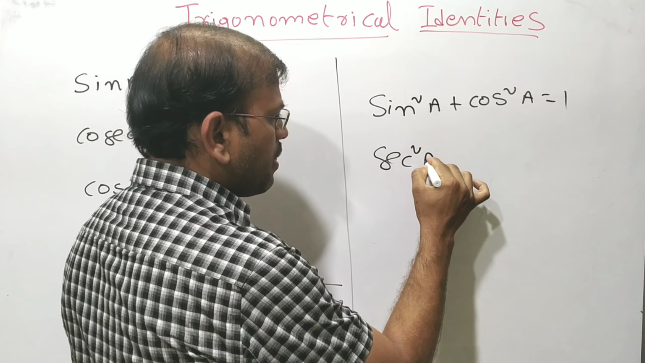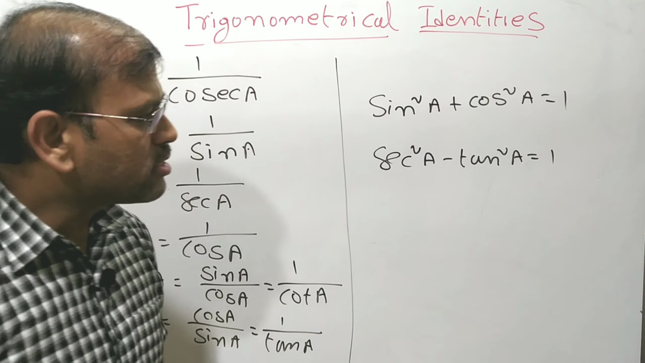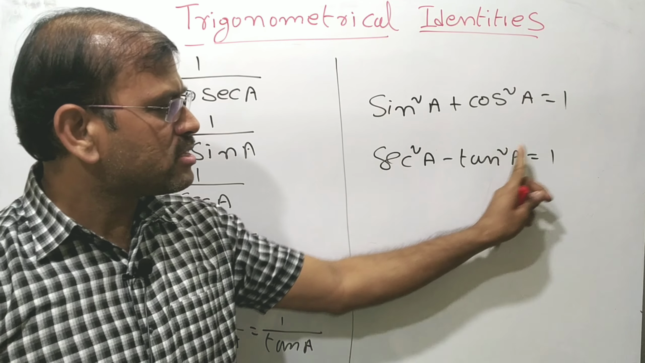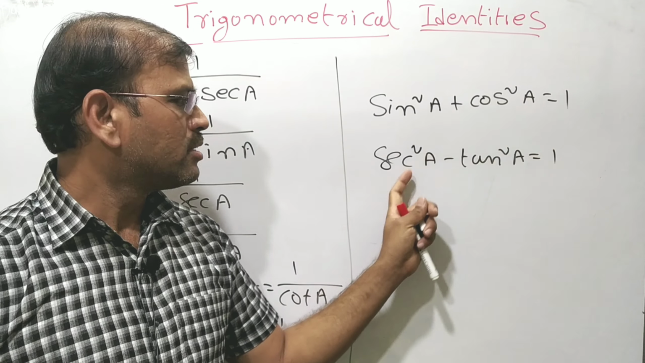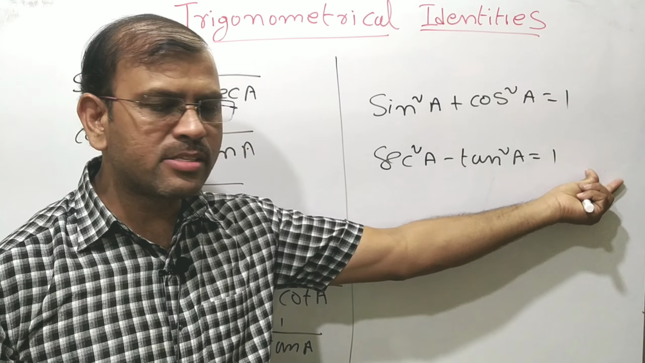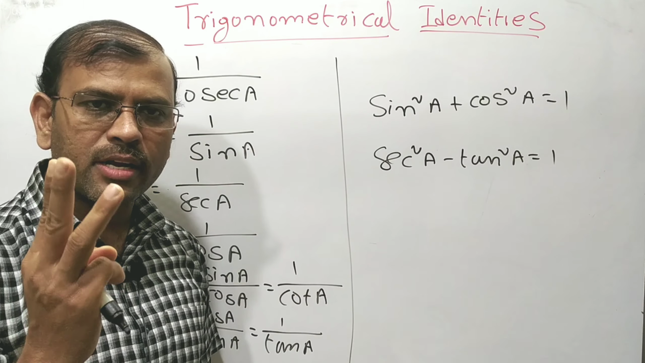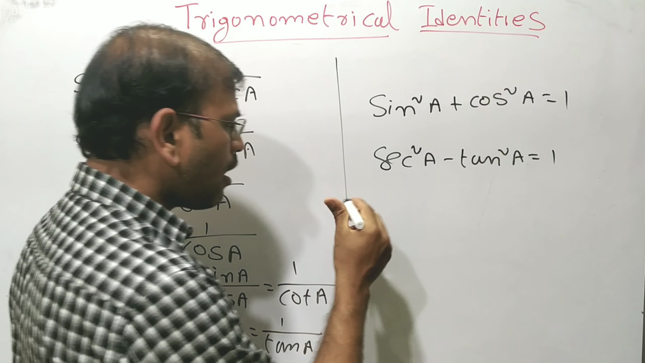Sec square A minus tan square A equal to 1. So this also we can write, minus tan square A you take to the other side: sec square A equal to 1 plus tan square A. Similarly, tan square A you take to the other side, 1 you bring this side. So sec square A minus 1 equal to tan square A. That means the same formula we can use in three different ways.